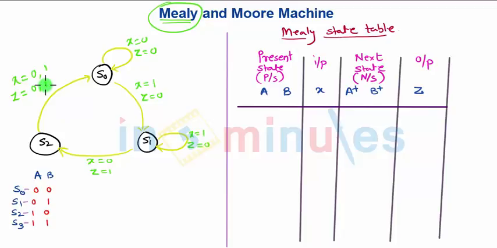So there are three states, S0, S1, S2. To determine three states, we require two state variables. So A and B we have taken, to which S0 corresponds to 0, 0, S1 corresponds to 0, 1, S2 corresponds to 1, 0, and S3 corresponds to 1, 1. We are not using this state in this Mealy graph.